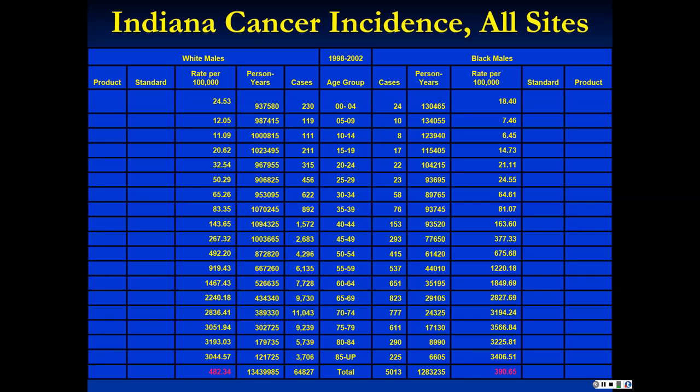But we can do the rate per 100,000. We can divide the number of cases by the number of person years, and we're going to get a rate per 100,000, and we can compare those age-specific rates per 100,000. And a funny thing happens now, because the total number, the 65,000 divided by 1.3 million, gives us a rate of almost 500 per 100,000 for the white males, and the 5,000 cases in the 1.3 million black males gives us a rate down to almost 400 per 100,000 for the black males.